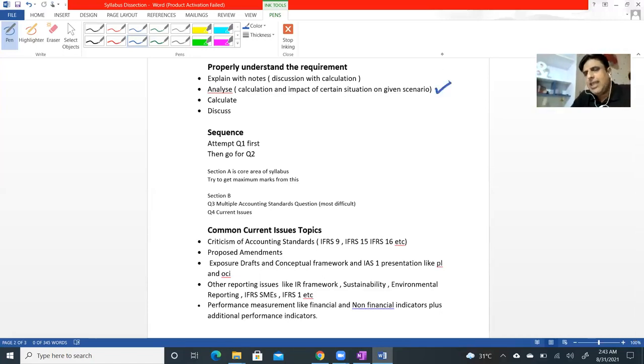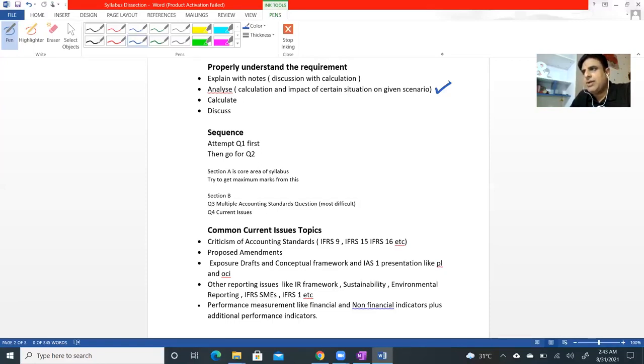Now, analysis or analyze is basically a requirement. You can say it may be in question 1 or question number 4. You will be given a scenario and you may have to perform some small calculation and then find out the impact of this calculation or certain situation on the given scenario. Now, please focus on this thing.